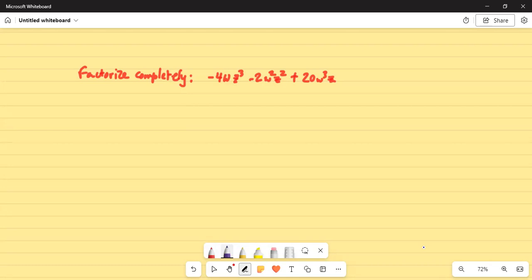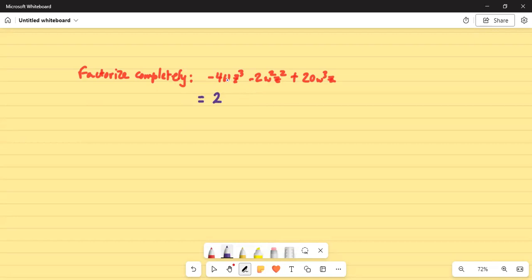So in all of these problems, we have to take out the highest common factor. The first thing we can definitely see is that 4, 2, and 20 are all even numbers, so we can take 2 outside the parenthesis. So equal to 2 outside the parenthesis. What else can we take common between them?